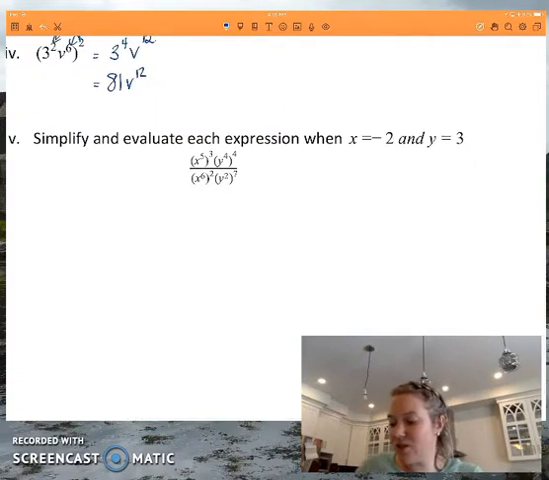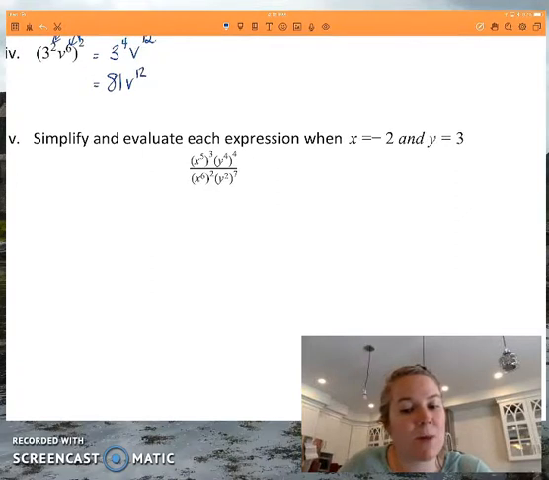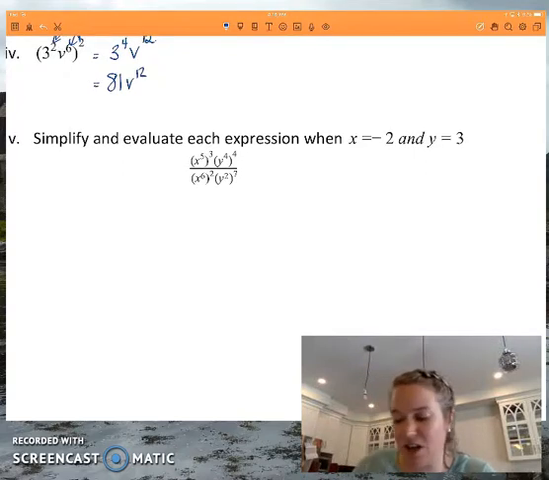One last question for us to try here. We're going to do a little substitution. Remember I said when we're substituting, we always want to substitute into the brackets. In this case, let's simplify as much as we possibly can before we actually do our substitutions. So let's leave the variables in there and do as much simplification as possible.